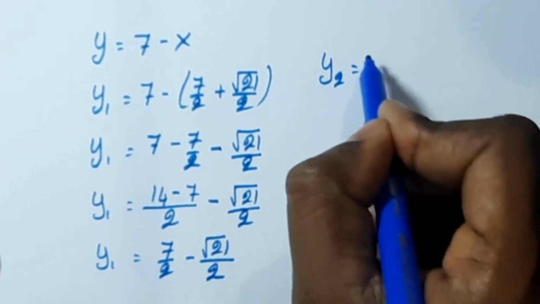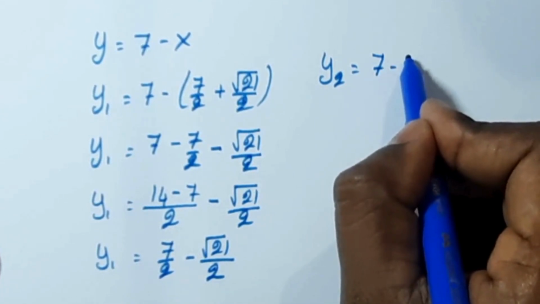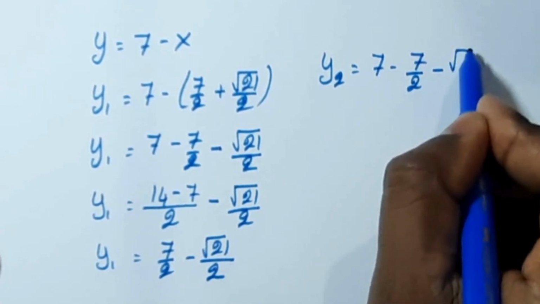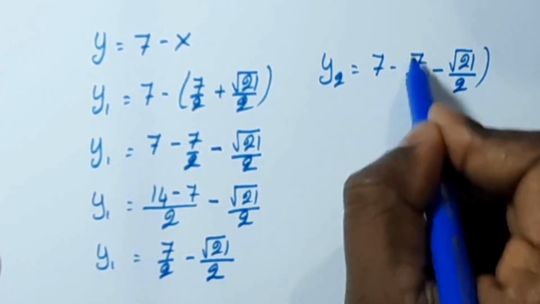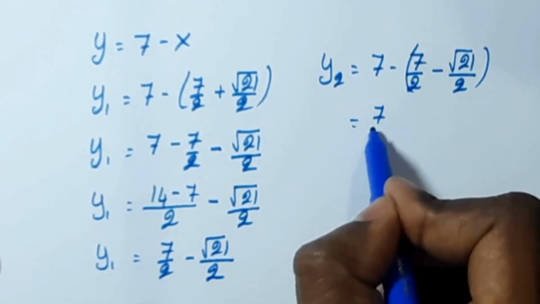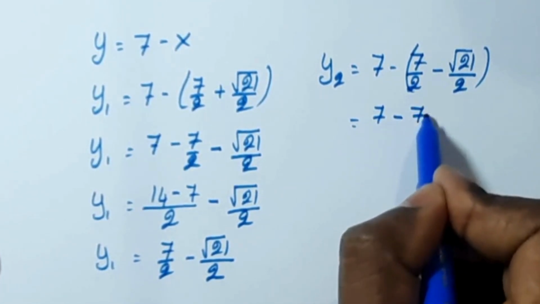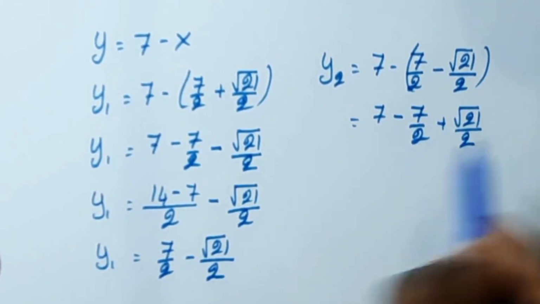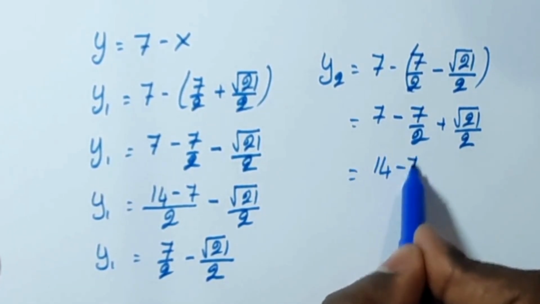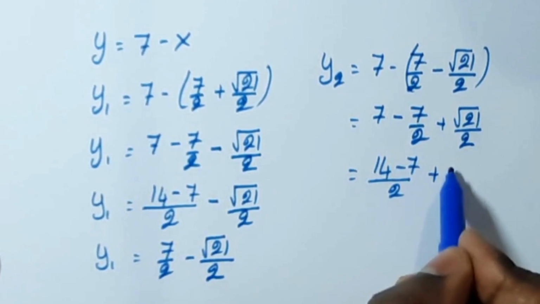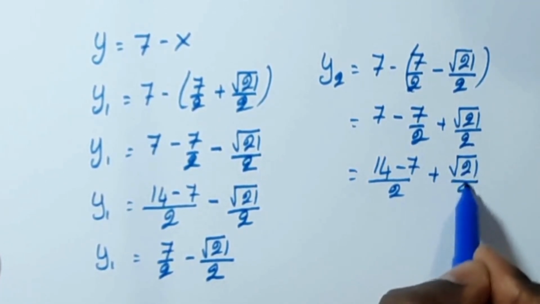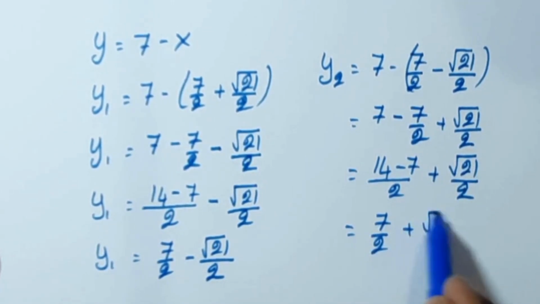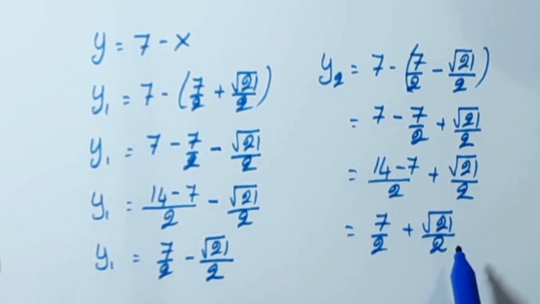Now y2: find out 7 minus 7 by 2 plus square root of 21 by 2. Now 7 minus 7 by 2 minus 21 by 2. Here 14 minus 7 by 2 plus square root of 21 by 2. Now y2 is 7 by 2 plus square root of 21 by 2.